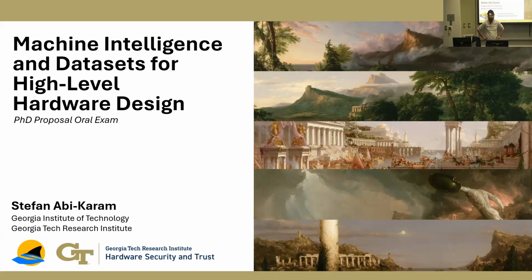Today I'm talking about machine intelligence and data sets for high level hardware design. I stole these slides from my proposal exam.